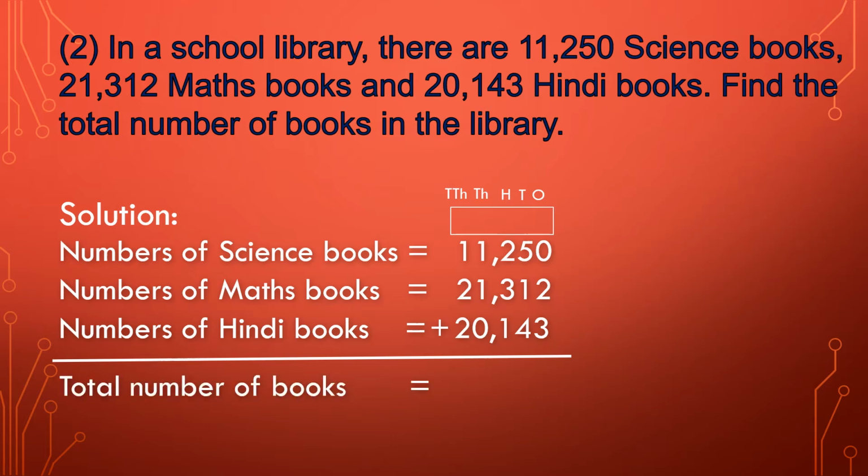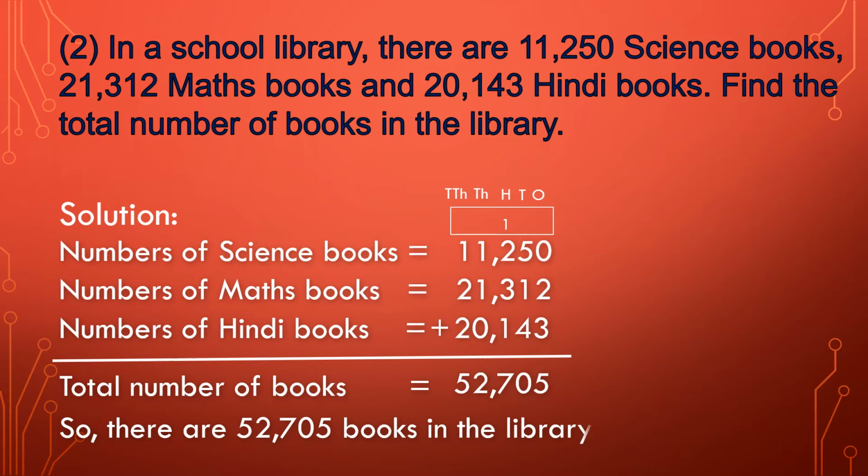Again, pause the video and do the addition on your own and check. The answer is 52,705. Then write the last statement. So there are 52,705 books in the library.